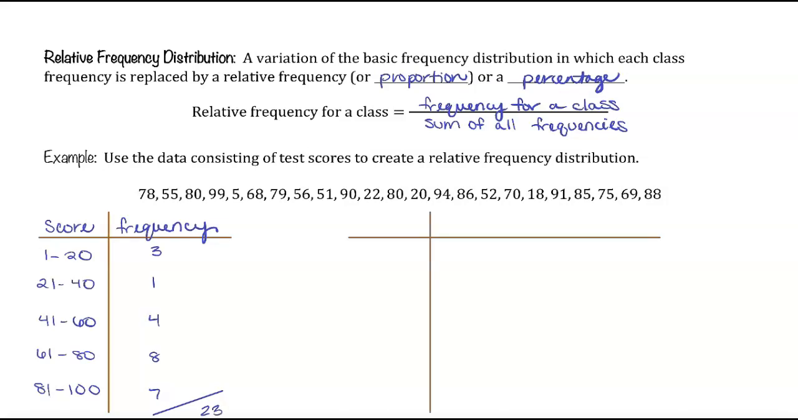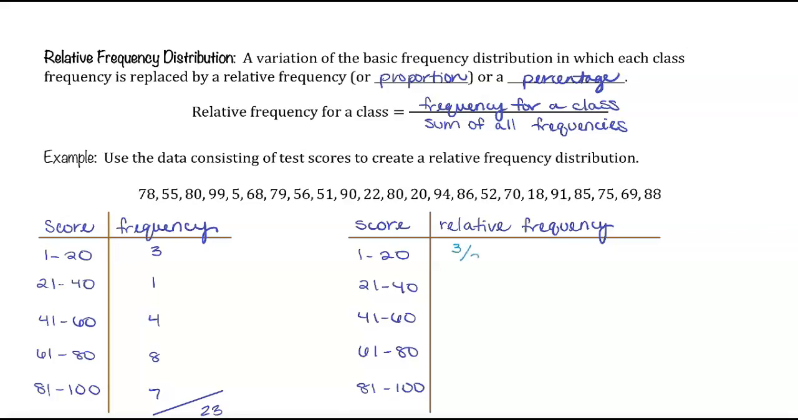To turn this into a relative frequency distribution, we still have the same classes, but in place of frequency, we have relative frequency. And for each class, we can calculate the relative frequency by taking the frequency and dividing it by the total frequency, 23. So for the first class, we'll take the frequency of 3 and divide it by 23. As a proportion, this is 0.1304. And as a percentage, this would be 13.04%.